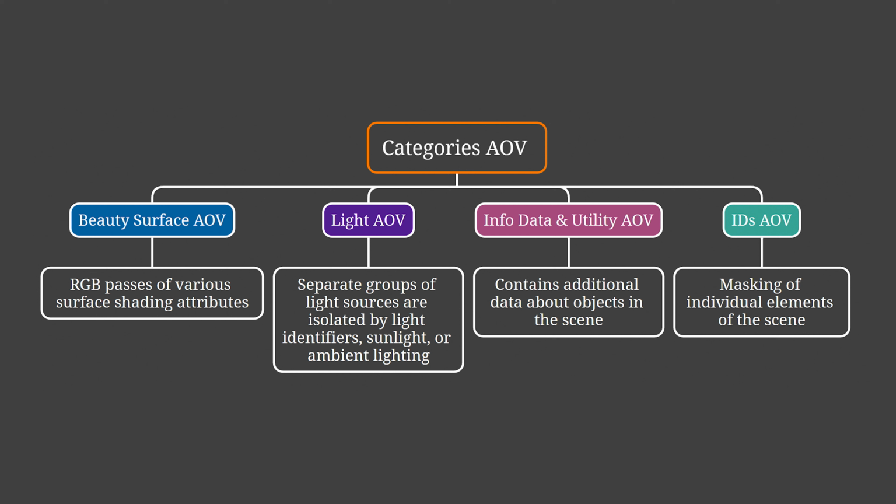The light passes isolate the light coming from the various light sources in the scene. Light AOVs isolate sunlight, ambient lighting, and individual light sources by light identifiers. Passes with information data contain additional auxiliary information about the scene. Object masking passes are passes that allow you to get information about various elements of the scene, such as objects, materials, and their components based on their identifiers.